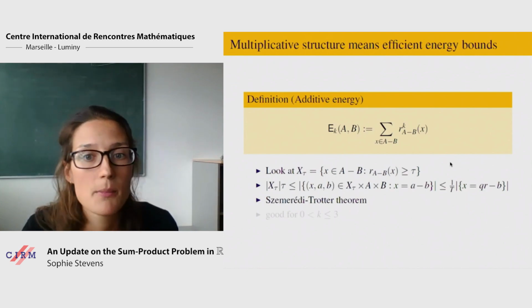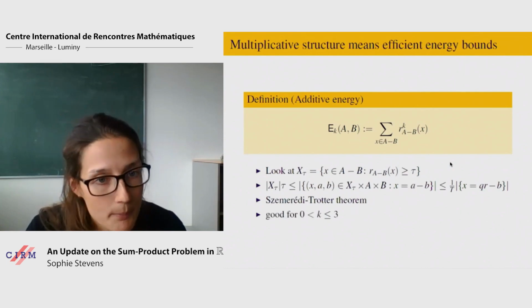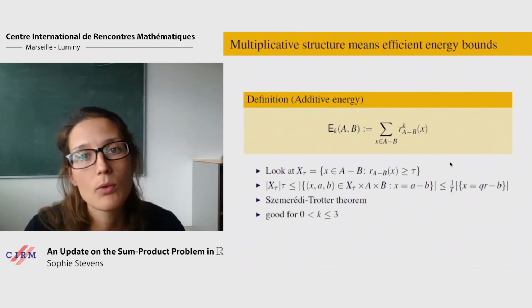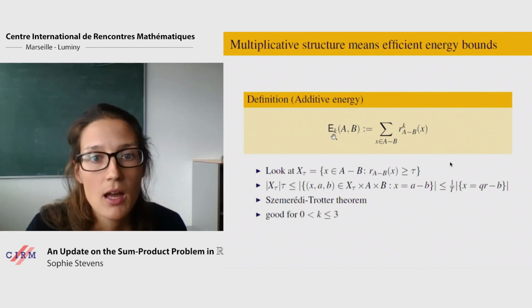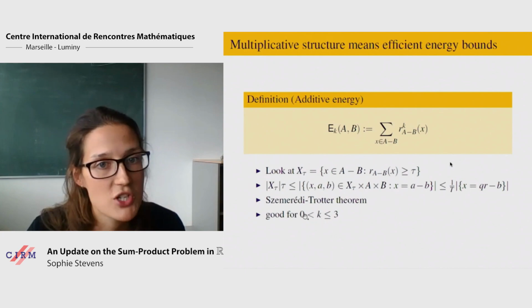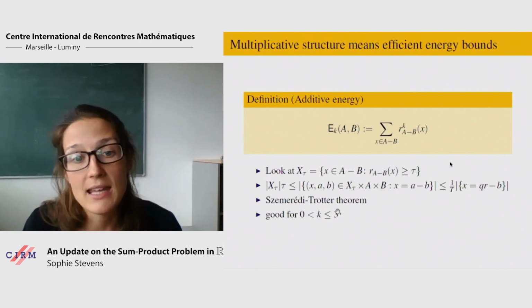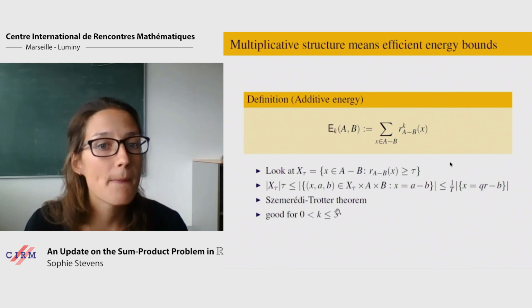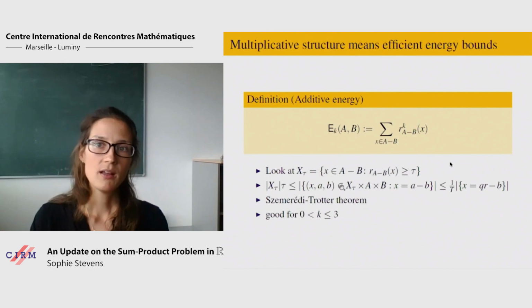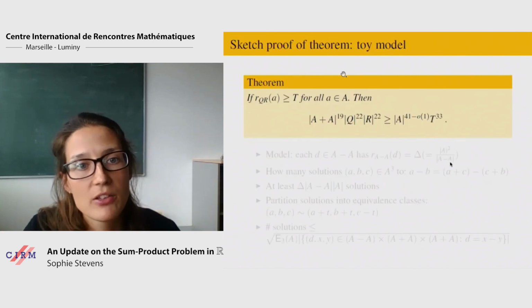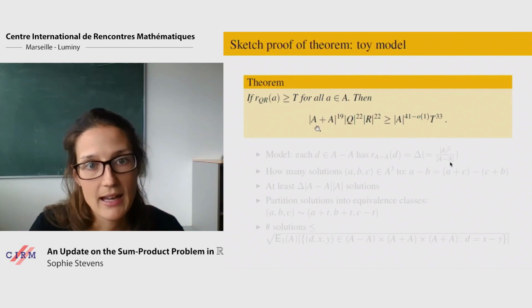So then in the Szemerédi-Trotter theorem, we'll tidy up. And this means that we've got good, by which I mean better than trivial, energy estimates when we're looking at k-th energy for k anywhere between 0 and 3. And the closer k is to 3, the better our energy estimates are.